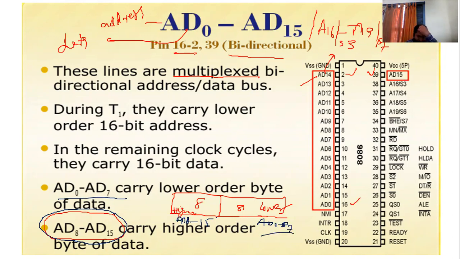You know that out of 16-bit data, we are subdividing into 8-bit, because we have the AX register, which divides into AH and AL. L means lower order, H means higher order. Likewise BX, CX, and DX. That's why the microprocessor considers each 16-bit data as 8-bit lower order and 8-bit higher order. The 8-bit lower order data is carried by AD0 to 7, and AD8 to 15 carries the higher order.